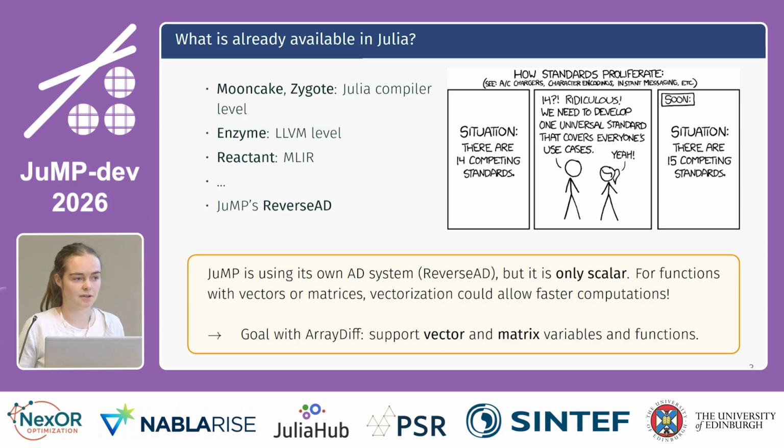So it means that in the expression graph that I showed before, each node can only contain scalar values. And this can be a problem if you want to represent functions which have a structure with vector and matrices. You would like to benefit from these vector and matrices, actually. It could make the expression graph a lot smaller and the computations faster. So our goal, with ArrayDiff, is simply to add vector and matrix support to reverse AD.